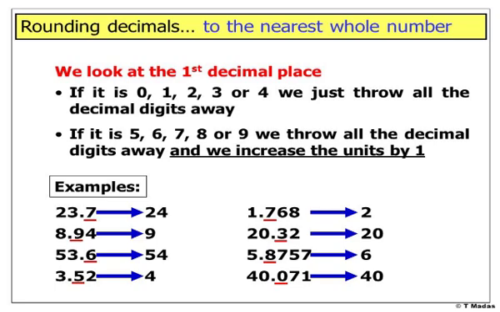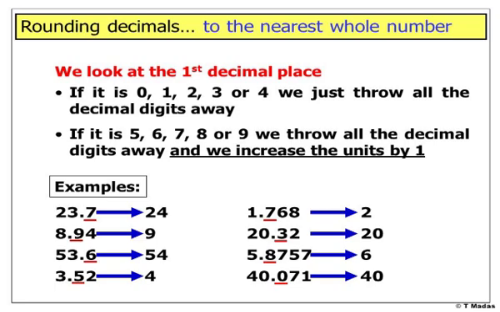20.32. 3 is in the tenth place. We know 3 is less than 5. So we just throw all the decimal digits away. We write the same whole number. So 20.32 rounded to the nearest whole number is 20.